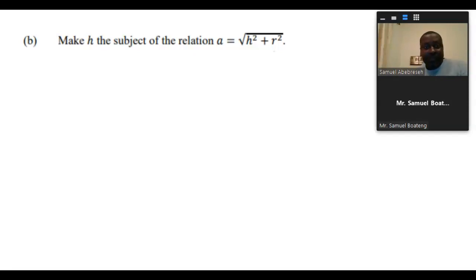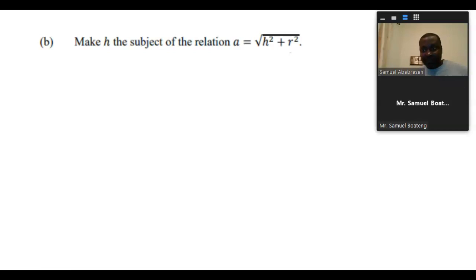Today, we are going to look at change of subject, and we have a question on the screen. Make H the subject of the relation A equal to square root of H squared plus R squared. Okay, let's look at how we are going to solve this question. Looking at the relation, A is equal to square root of H squared plus R squared. We want to make H the subject, which means that we want to let H stand alone.